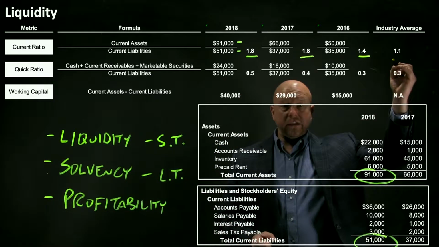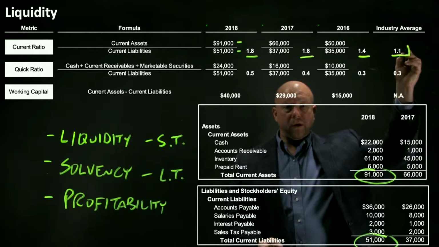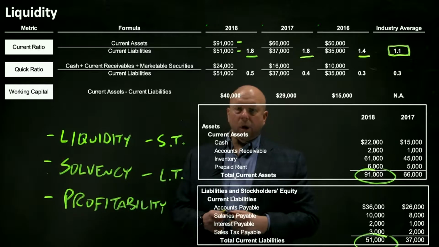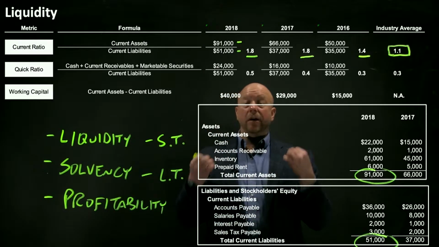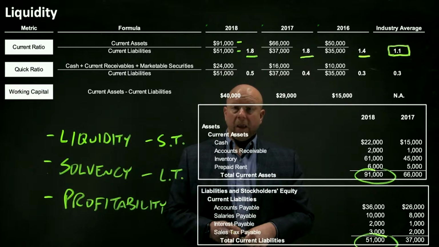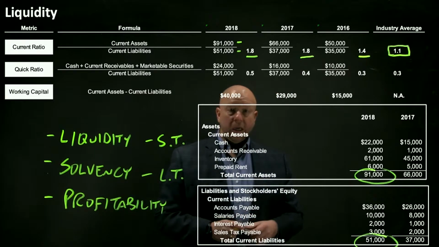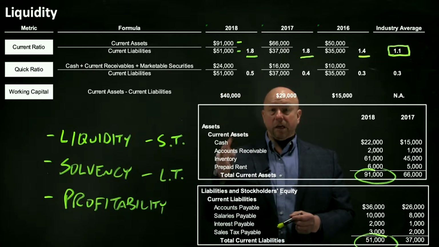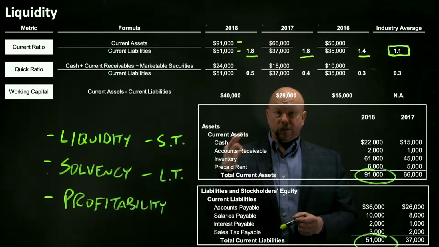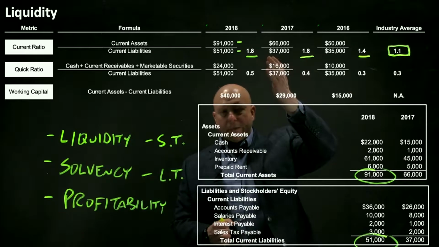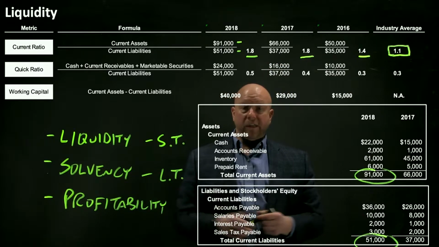And oh, by the way, the industry average is another benchmark that we can look at. So the industry average was 1.1. We're beating our competitors in this regard. So as I evaluate liquidity, at least based upon the current ratio, I would say, yes, this company has sufficient liquidity. It's above the industry average. It's trending in the proper direction. And those are all positive signs.